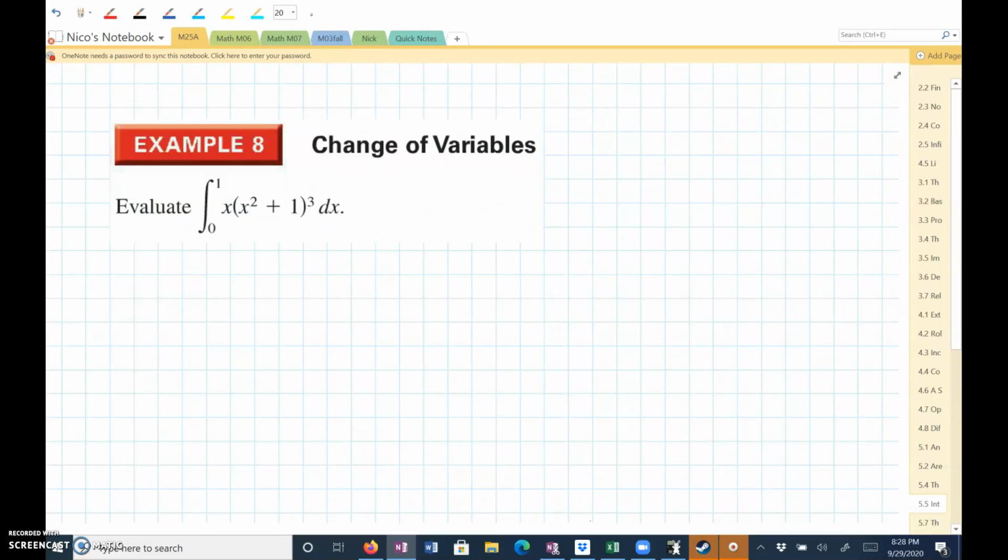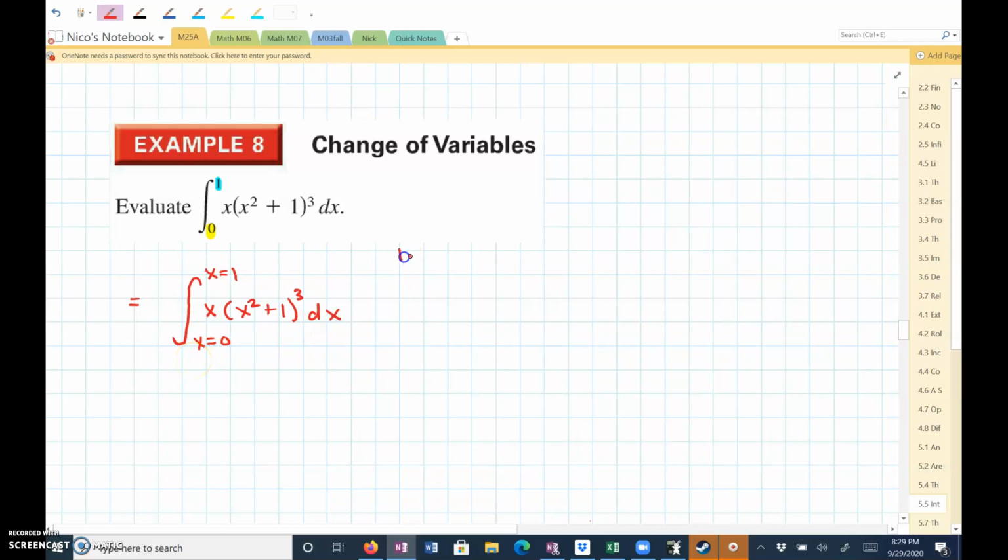Let's look at this one. So, okay, this is a great problem here because now we have limits of integration. All of the other ones were indefinite integrals, where this is a definite integral, where we have our lower limit and we have our upper limit. So right now, what this integral really means is the lower limit x is equal to 0, and the upper limit x is equal to 1. This is x times x squared plus 1 cubed dx. Okay, so we're going to do u substitution.